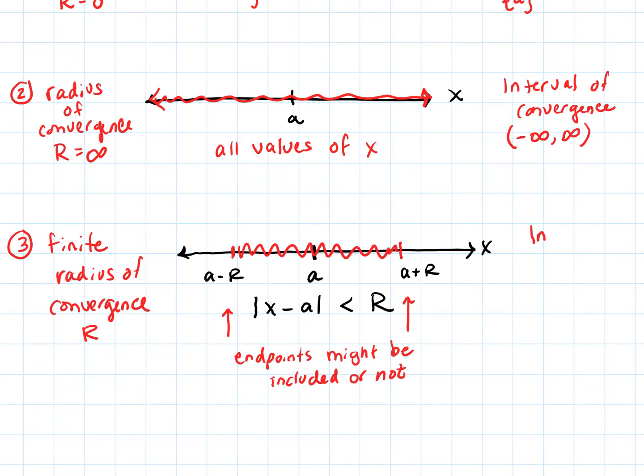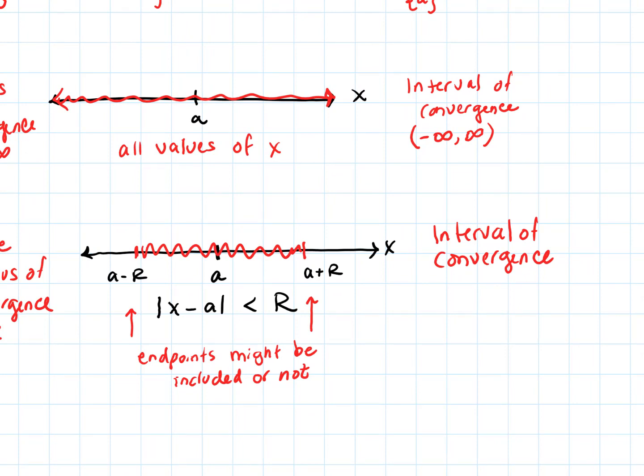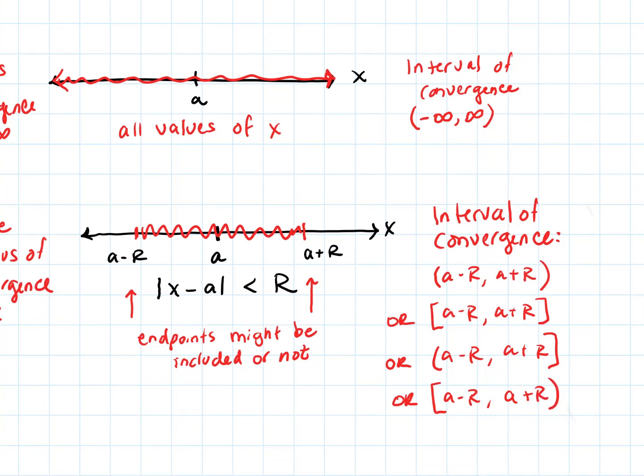So then we have some possibilities. The interval of convergence has, again, 4 possibilities. It is either a minus r to a plus r, open, closed, where both endpoints are included, or half open and half closed. Okay? So one of those possibilities occurs at the endpoints. So the interval of convergence is one of those.